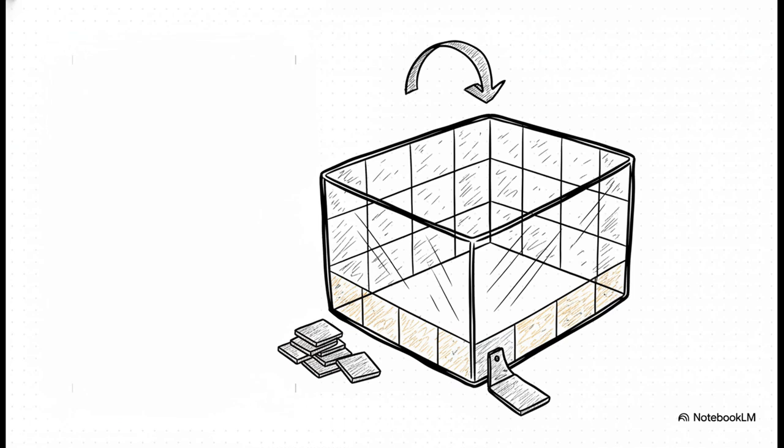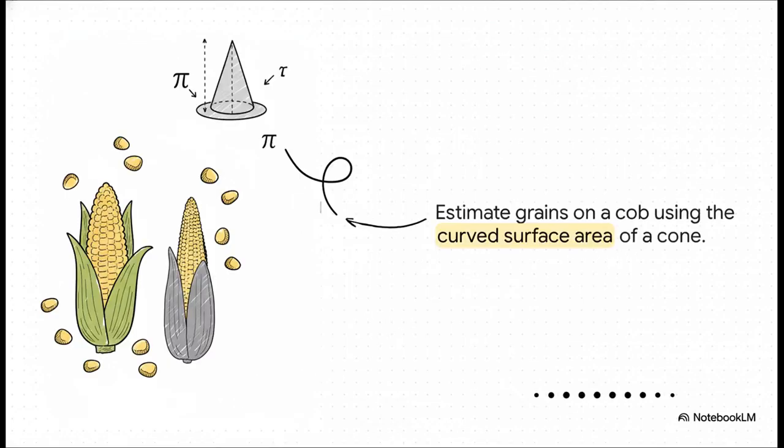Or what if you're building something? Let's say tiling the inside of a water tank. To figure out how many tiles you need to buy, you have to calculate the surface area of the 5 faces you're going to cover. That's the bottom and the 4 walls. It can even be used for some pretty creative estimations. Get this, a corn cob is roughly the shape of a cone. So if you know about how many grains of corn fit in a square centimeter, you can use the formula for the curved surface area of a cone to get a surprisingly good guess of the total number of grains.